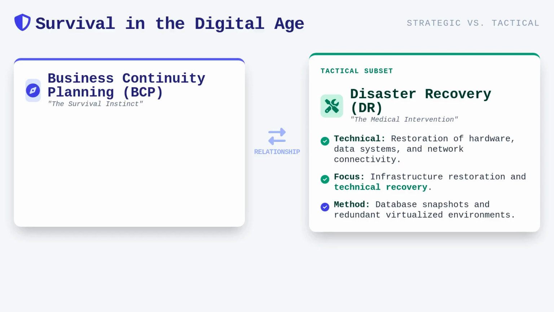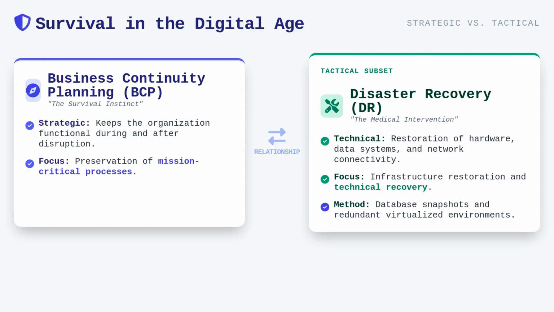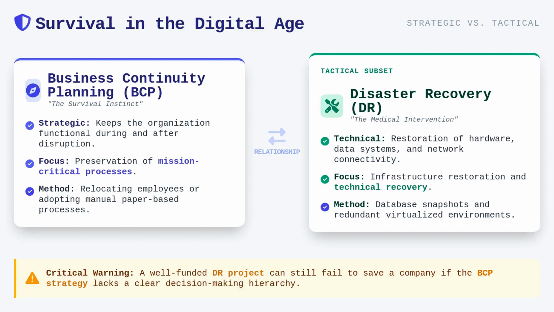If you view the organization as a living organism, the business continuity plan is the survival instinct that keeps the body moving, while disaster recovery is the specialized medical intervention that sutures the wounds and restores limb mobility. A robust BCP might involve relocating employees to a secondary site or shifting to manual paper-based processes, whereas DR would focus on restoring databases from snapshots or switching over to a redundant virtualized environment. Understanding this distinction is vital because a well-funded DR project can still fail to save a company if the operational business continuity strategy lacks a clear decision-making hierarchy during the chaos of an outage.